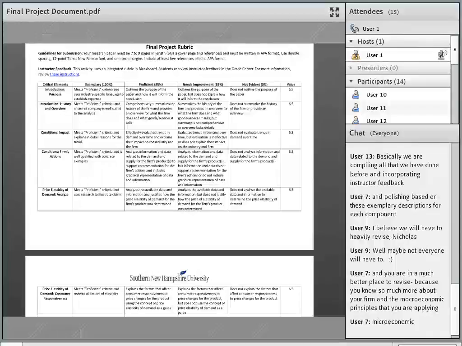All right, so the next one, this one is something that you probably won't be able to change. The introduction, history, and overview, the exemplary column is saying meets proficient criteria and choice of company is well suited to the analysis. Of course, you can't change your company, so either you're there or you're not at this point. So that's why we have students work closely with their instructor when they choose their company during week 1 to make sure that they're all set for that. And that's why we also give the suggested company list. So anybody who picked from the suggested company list should definitely, if you got a proficient on your milestone, you'll definitely be exemplary here.